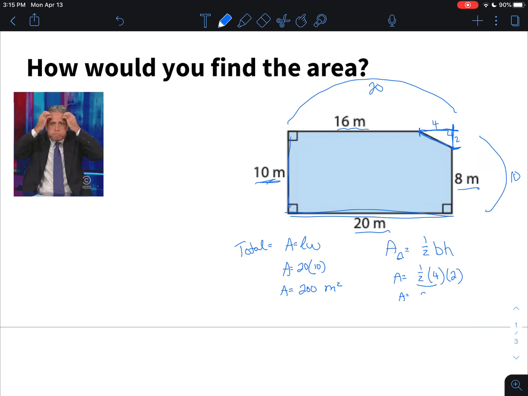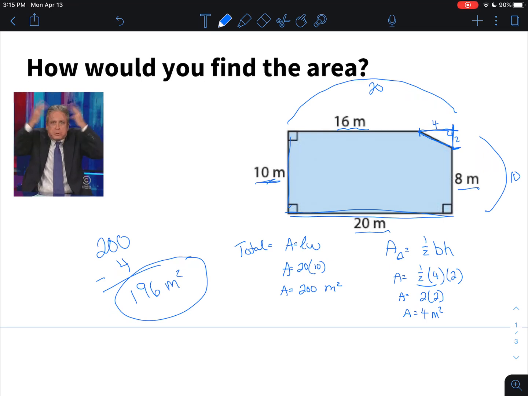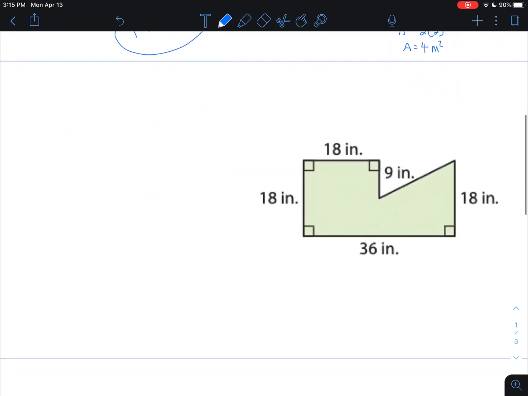And now just multiply to find the area. Area is 1/2 of 4 is 2. 2 times 2 is 4. But remember, I need to take this away because it's not actually there. So I would just do 200 minus 4 to get 196 square meters as my total area. So hopefully your mind is a little blown there. If you thought about this as I was introducing it last week, good for you. And you don't need to do it this way. I just wanted to show you because I know everyone's brain works a little differently.